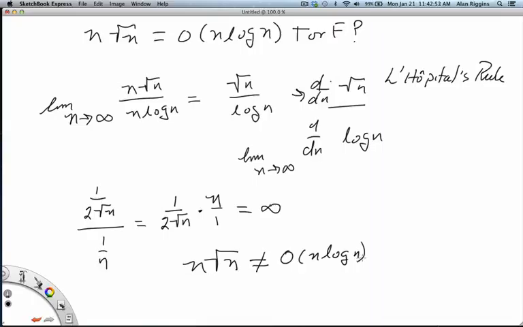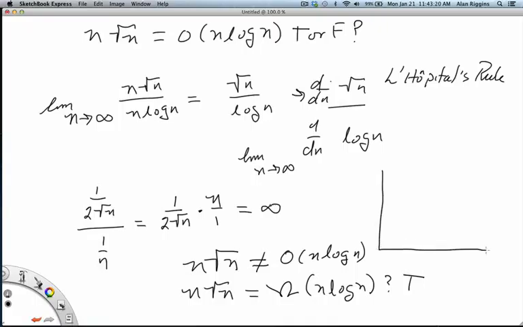Is it true that n times the square root of n is equal to big omega of n log n? And yes, this is true. It grows at a rate faster than n log n. Therefore, it is in the set of functions bounded by n log n. So if this function is n log n, then n to the 1 1/2, or n times the square root of n, is within the shaded region. So yes, this is true.